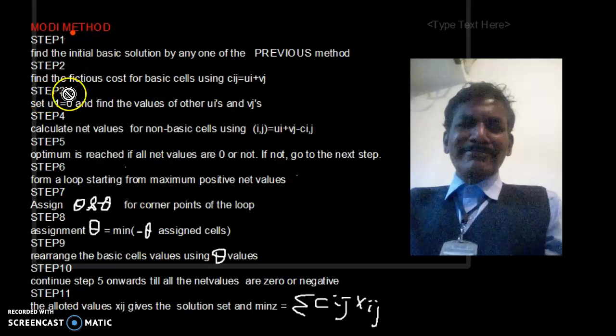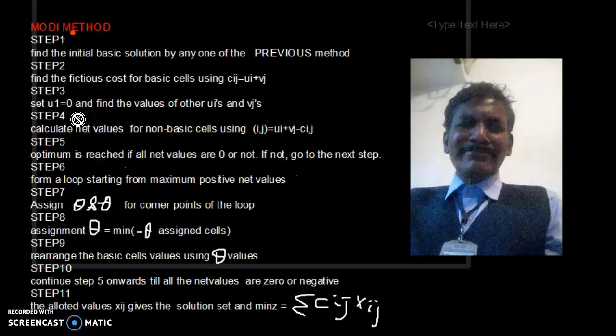Then comes the third step. In the third step, by setting u1 equal to 0, it is possible to find all the ui's and vj's. Previously we have seen the formula Cij equals ui plus vj. Those ui's and vj's can be found out by setting u1 equals 0. That's what we do in step number 3.